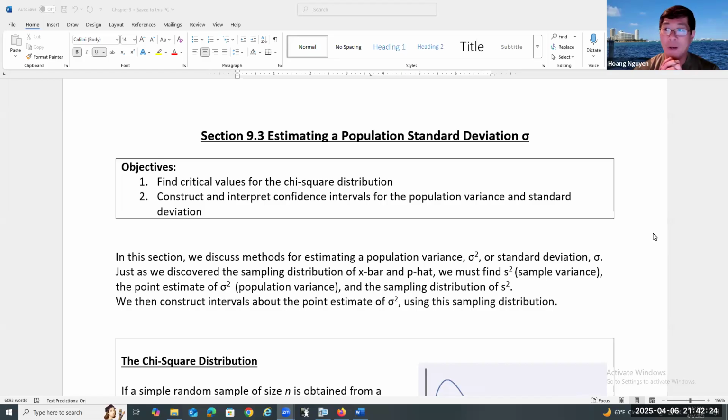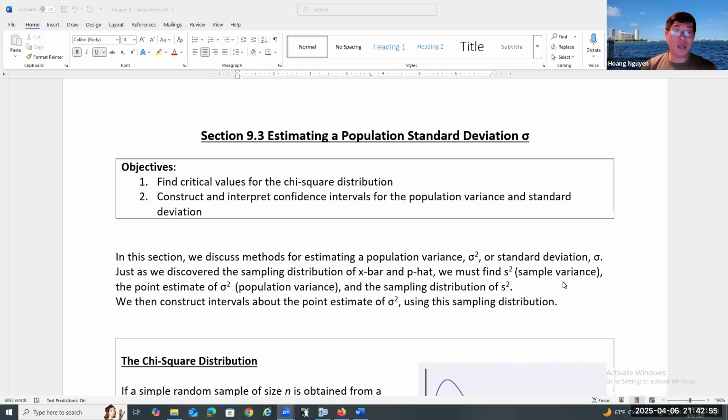In this recording, we're going to take a look at section 9.3, which is estimating a population standard deviation sigma. We're going to get two objectives. We're going to talk about another kind of distribution, the chi-square distribution. And the second objective is the construction and interpretation of the confidence interval to estimate the population variance or population standard deviation.